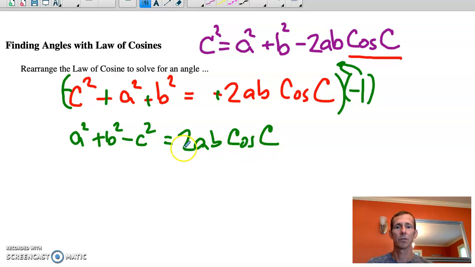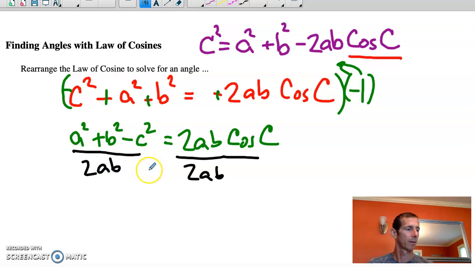And again, if I'm trying to get cosine c by itself, I'm going to divide both sides by 2ab. Officially, that should come all the way over here, divided by 2ab. There it is right there. And so these would cancel.